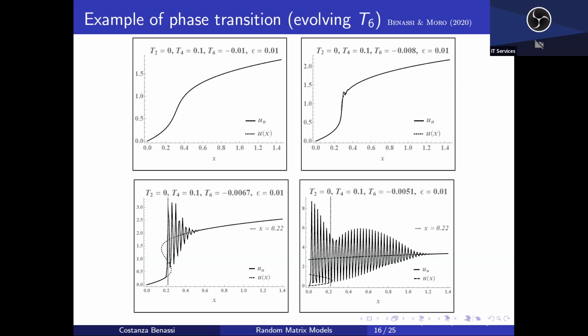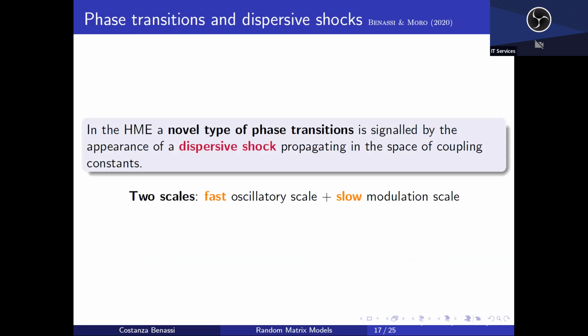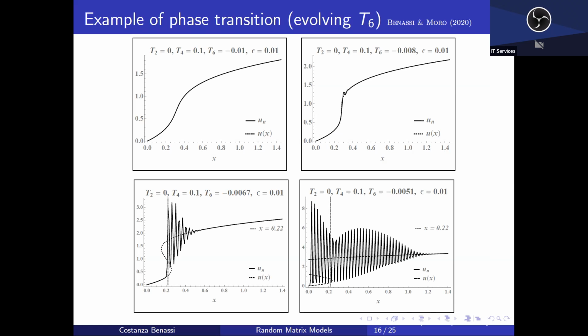All right. So this is quite interesting per se, because as I was saying, in statistical mechanics, usually we find classical shocks, not dispersive shocks. And so what we've shown is that within the HME, we have a novel type of phase transition, which is signaled by the appearance of a dispersive shock wave. And you have to think of this dispersive shock wave as an object that lives in the space of coupling constants. So here I'm evolving it in T6, but here I have different parameters at play. I have T2, T4, T6, X, and so on.